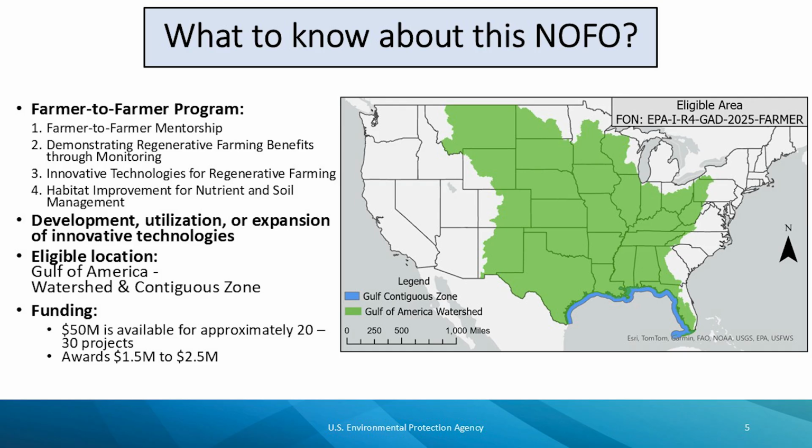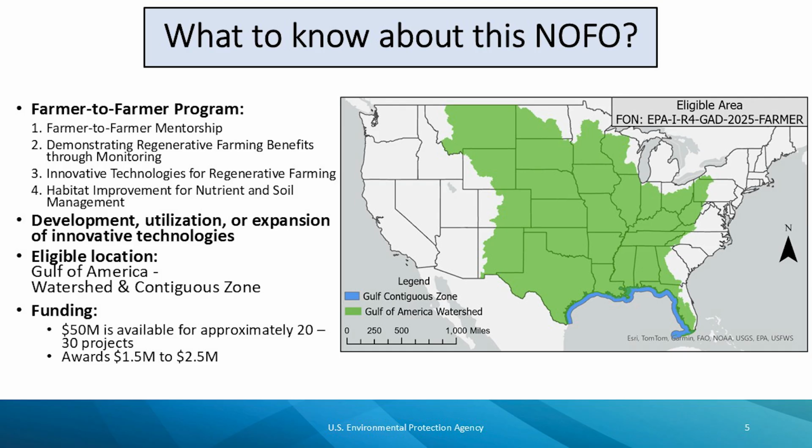The entire Gulf of America watershed is eligible for this NOFO, as shown in the map on this slide. For clarification on the eligible area near the watershed boundary, visit the NOFO webpage and zoom in to the area where project activities are proposed. The map shows hydrologic unit code and county or parish boundaries as you zoom in. A list of eligible hydrologic unit codes is also included in Section 9 of the NOFO.